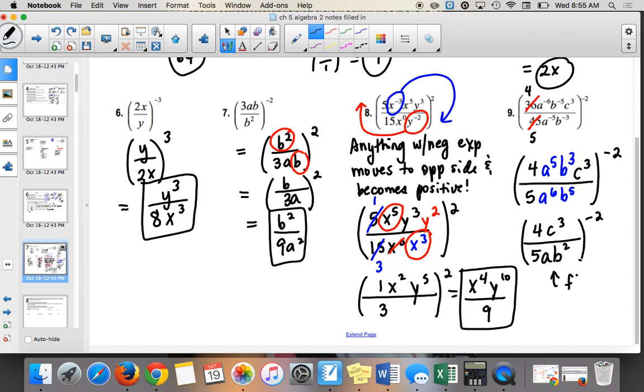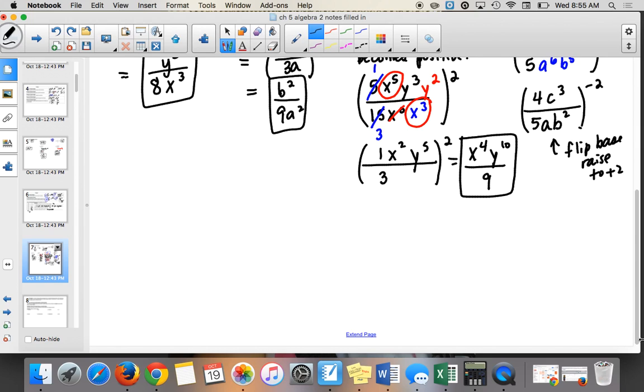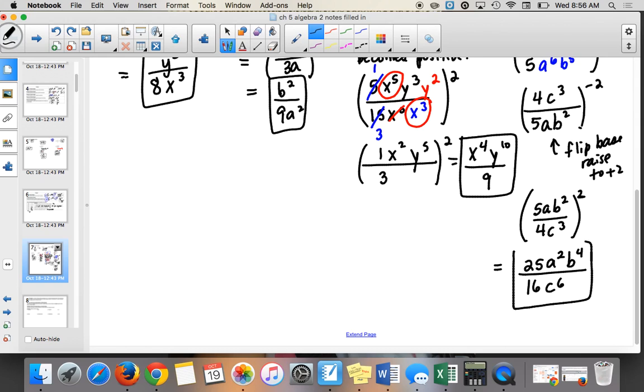So we're going to flip the base. And we're going to raise to +2 now. So when I flip the whole base, I'm going to write my 5ab squared all over 4c cubed, all raised to the now to the +2, right? I changed my power. Instead of negative, I now have positive because I flipped everything inside. Took the reciprocal. So final step, raise everything to the 2. So I'm going to have 5 to the 2 is 25, a squared, b to the 4th, all over 16, c to the 6th. And that is my answer.